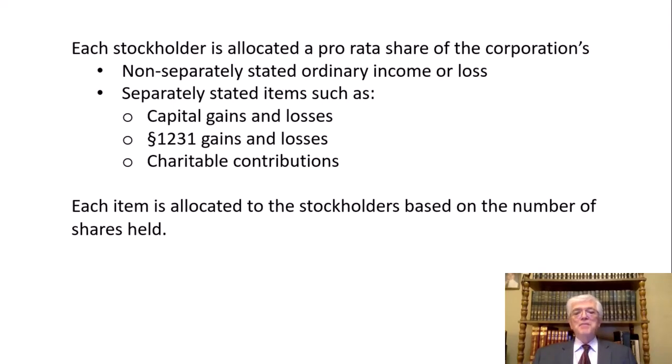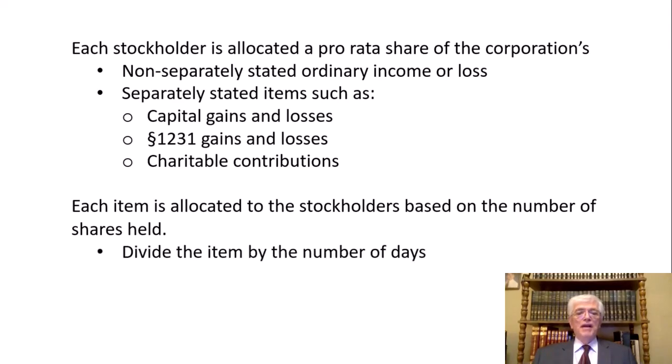If you've got common and preferred stock in your S corporation, how are you going to allocate the non-separately stated income or loss, or the capital gains, or the 1231 gains, or anything else? With one class of stock, you just do it on the basis of the number of shares held. If the number of shares outstanding changes during the year, then it can get somewhat more involved how to do the allocation.